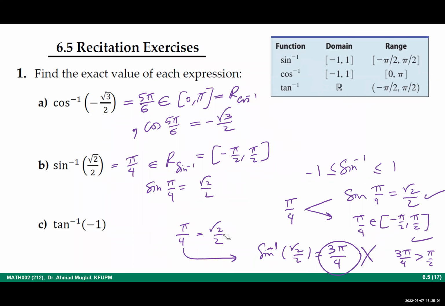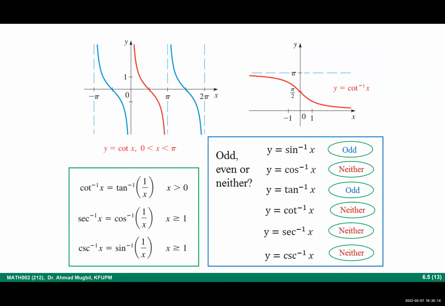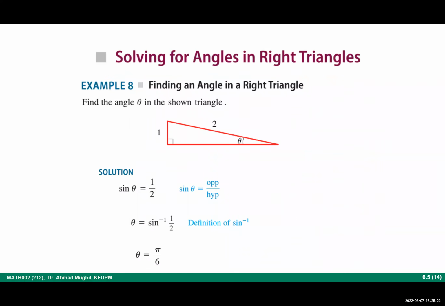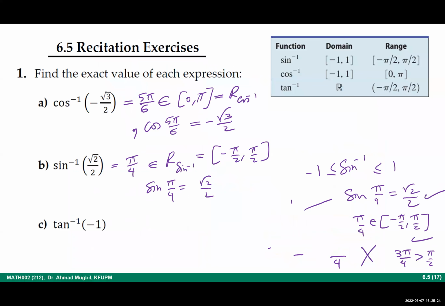Now I think you can solve the last one. Now tan inverse of negative 1. Do you remember what we said during the class? I think it is mentioned here. Here it is. Only sine inverse and tan inverse are odd. All the other functions are neither even nor odd. So we have only sine inverse and tan inverse that are odd.